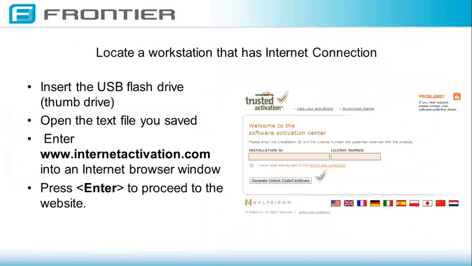At that point, you will go to a different workstation that has an internet connection. You would insert the USB flash drive, or commonly known as the thumb drive, into that workstation. You would open the text file that was saved, but you would also open up an internet browser to be able to enter the following address of www.internetactivation.com. Once you press enter after entering that address into the address bar of the internet browser, you will see the window to the right that basically is the activation screen that will allow you to do this manually.